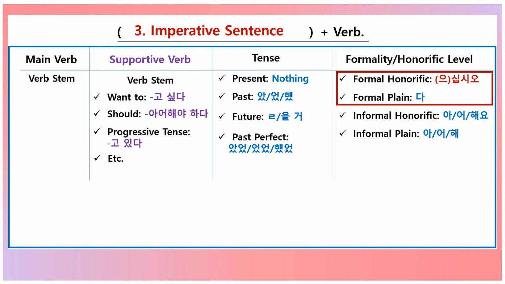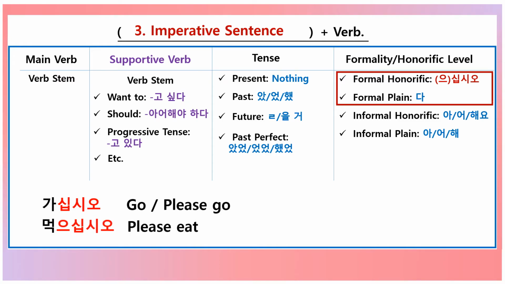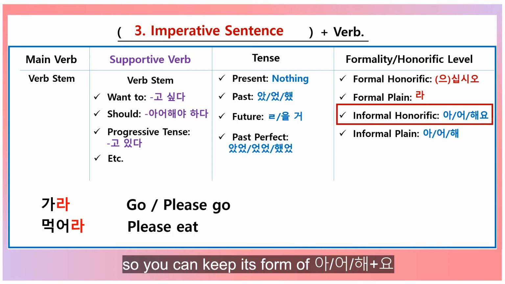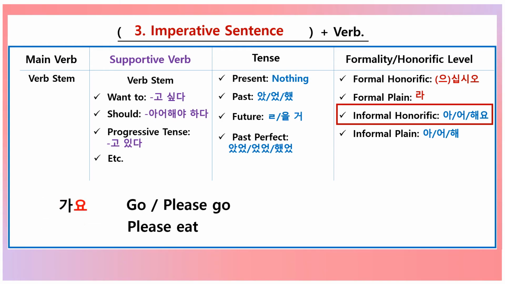So if 가다, to go, is conjugated with this formal honorific ending, it becomes 가십시오, which means "go" or "please go." And "please eat" can be 먹으십시오, something like that. In the formal plain, the ending is changed into 라. So 가다 becomes 가라, and "eat" can be 먹어라, something like that. And the informal honorific is basically the same, so you can keep its form of 해요, like 가요 and 먹어요.